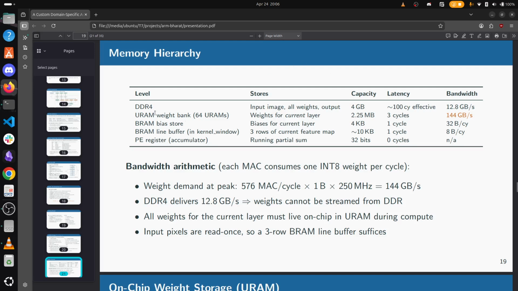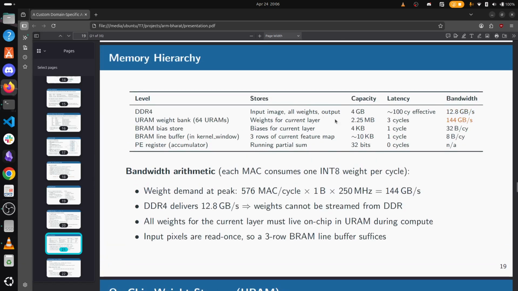Then we have something called URAM, which is on the chip itself. It is very fast. Then we have something called DRAM, which is also on the chip and also faster compared to DDR4. So we try to store most of our data in URAM and DRAM, because as you can see, the latency is extremely low. URAM has only 3 cycles of latency, DRAM has only 1 cycle, whereas if we load from the RAM, we will have more than 100 cycles of latency.